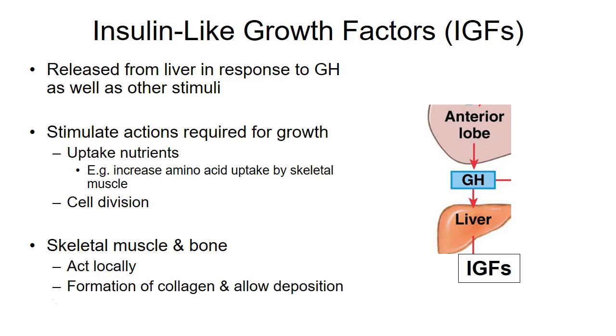So formation of collagen and allow for deposition, we talked about that. The main cells in bone that are involved with deposition were the osteoblasts that you guys remember. Okay? So all of this is about building bone, building skeletal muscle, and cartilage and the connecting tissue around bone and skeletal muscle. All right? Is that making sense to folks? Growth hormone's major physiological effect is really building bone and skeletal muscle.